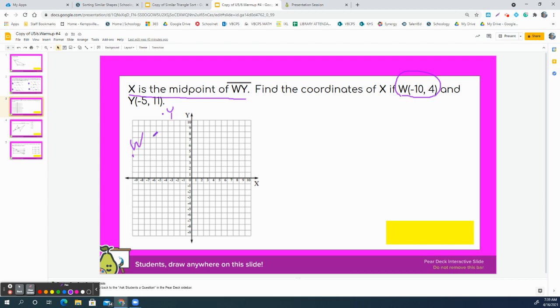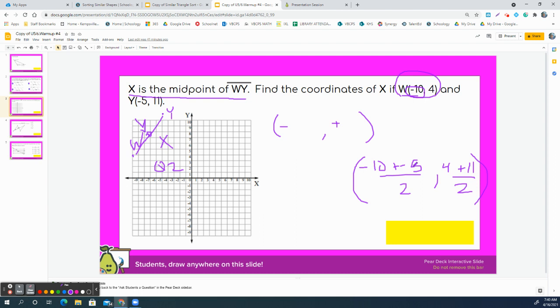And it says X is the midpoint. So somewhere in here, there's going to be an X. I don't know exactly where it's going to be, but it's the midpoint, right? It's going to be somewhere right in there. So it's going to be a negative and a positive because it's in quadrant 2. And you want to add them up and divide by 2. So negative 10 plus negative 5 divided by 2. And then 4 plus 11 divided by 2. That's going to be our ordered pair.